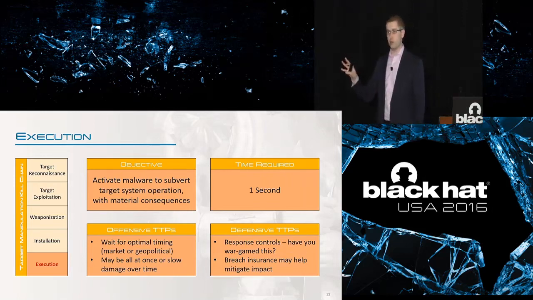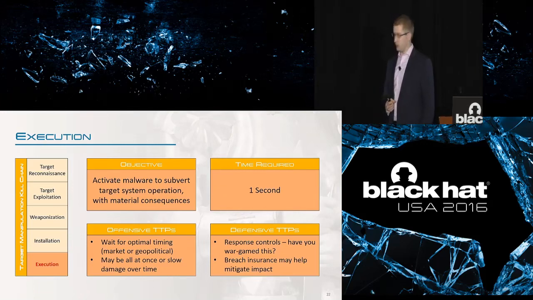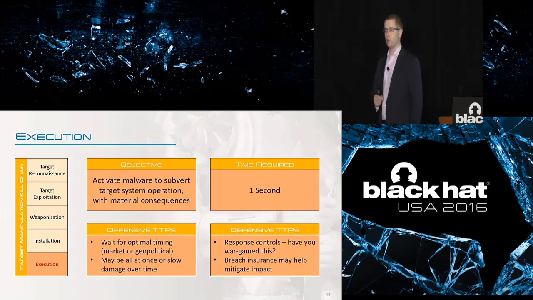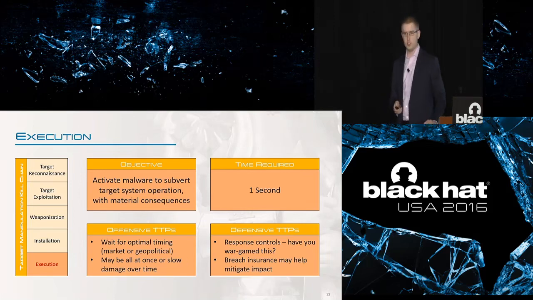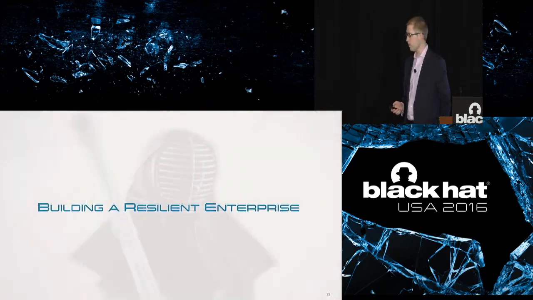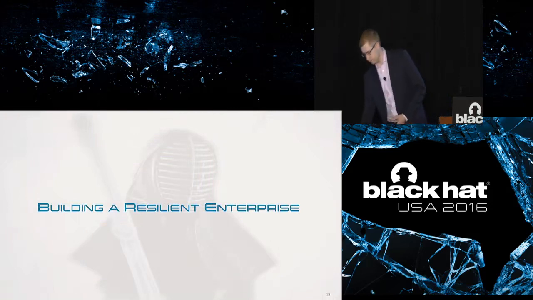Breach insurance may help with the recovery in terms of the forensics, the containment, eradication, rebuilding systems. It's usually not going to help with the lost market share, the damage to the reputation, and so on. So this execution, this is what we're trying to avoid here. So all of the attack resiliency and the prevention and detection controls all lead up to making it as difficult as possible for the adversary to get to this stage. So how do we do that?